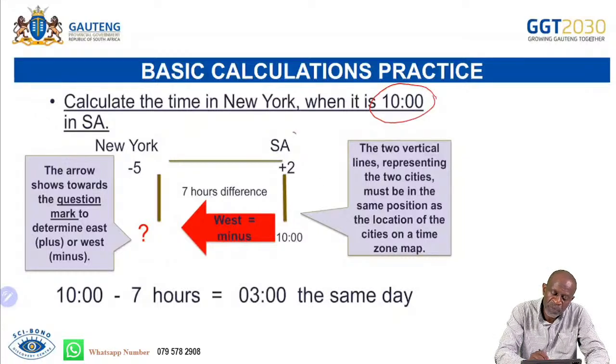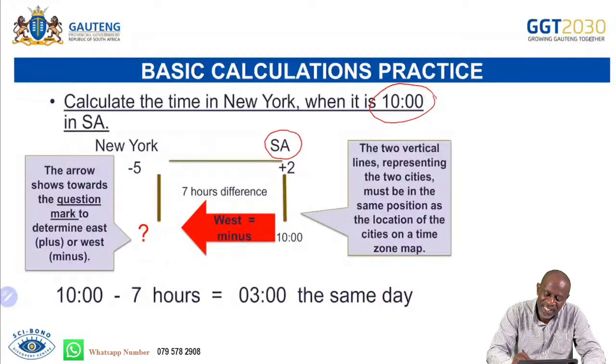Mostly, you will not be referred to the country, but you will be referred to the cities. So in this case, we can either pick Johannesburg or Cape Town. On this step, you have been given the time in South Africa, which is 10 hours. And the time that you need to establish is that of New York.